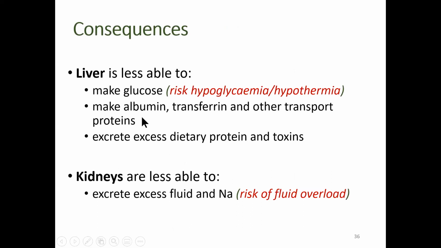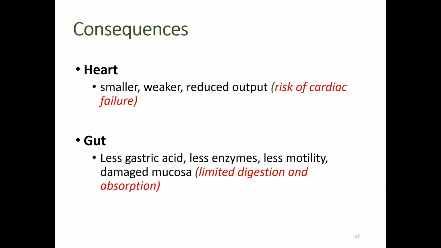Also, the body is unable to make albumin, transferrin, and other transport proteins, and the liver is unable to excrete excess dietary protein and toxins. And what about the kidney? It is also less able to excrete fluids and sodium, putting them at risk of fluid overload. Hence, you see them with a lot of edema, and their heart is also weak with decreased cardiac output, and they are at risk of heart failure. This is the reason why we don't use fluids in these children with malnutrition, because they are likely to go into cardiac failure as they have reduced cardiac output.